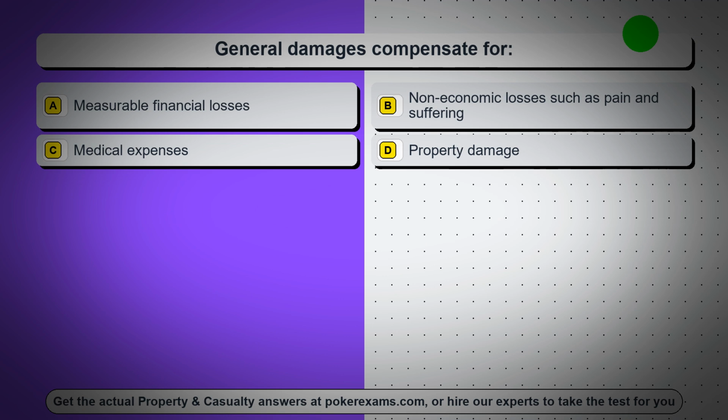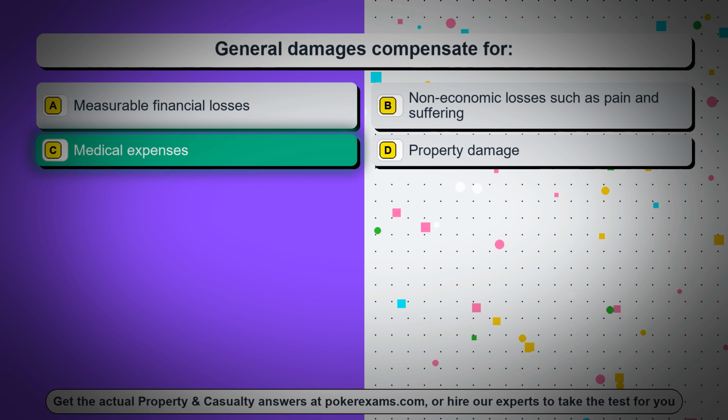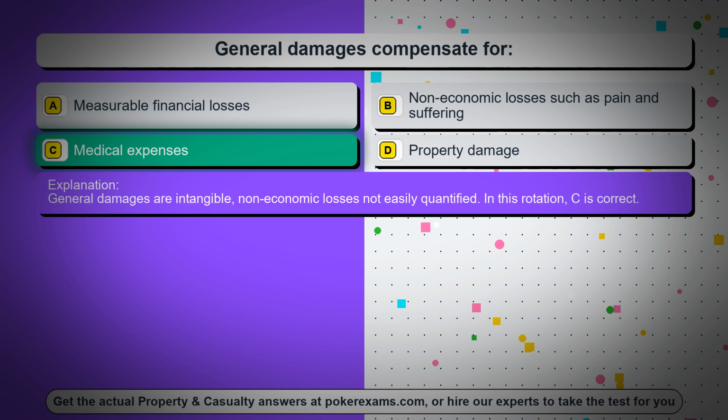Question 47. General damages compensate for. Option A, measurable financial losses. Option B, non-economic losses such as pain and suffering. Option C, medical expenses. Option D, property damage. The correct answer is option C, medical expenses. General damages are intangible, non-economic losses not easily quantified. In this rotation, C is correct.